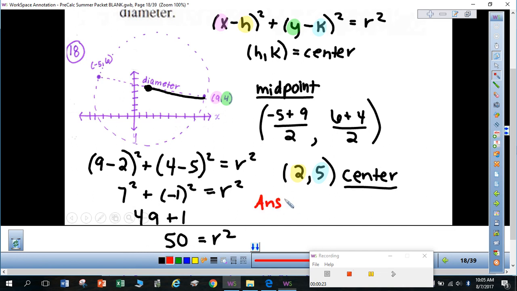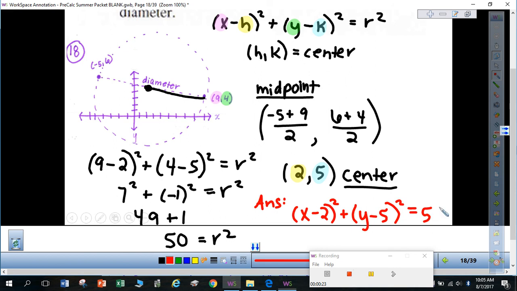So our final answer, our equation for the circle in standard form, we have x, keep x and y in there, so x minus 2 squared plus y minus 5 squared equals 50.